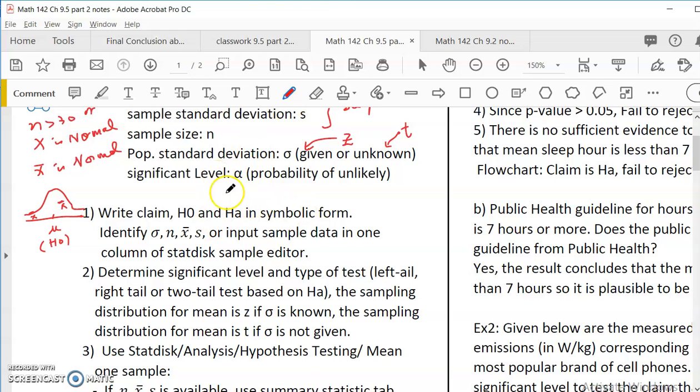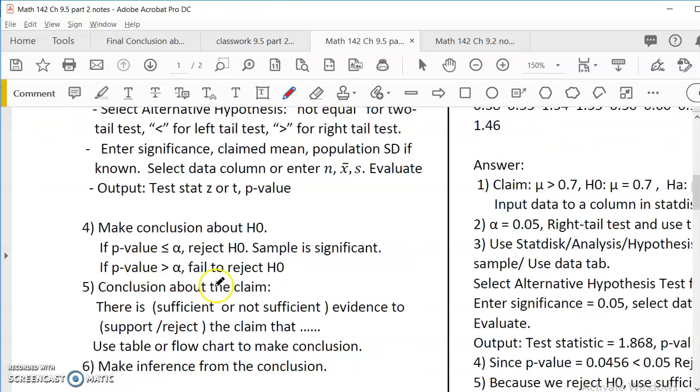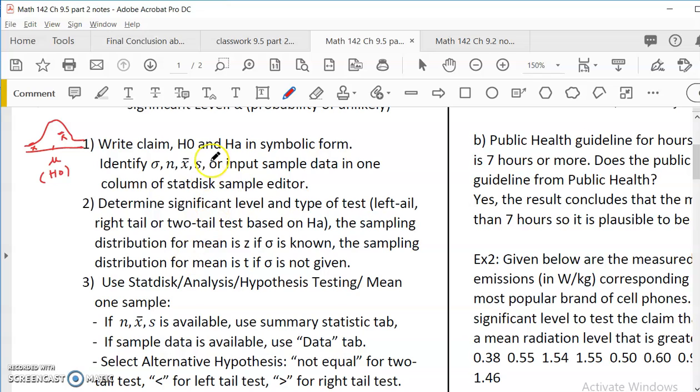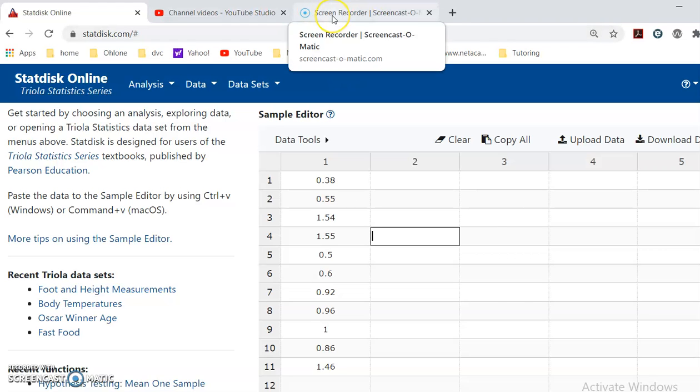So I'll go through the steps. It's the same as the proportion. We have 6 steps. The first two are what you have familiarized with. The first one is to collect all the information and write the claim, as well as the alternative hypothesis, in symbolic form. The only difference from proportion is you could have sample data. Instead of X and N, you would actually have individual data. In that case, you enter it in the sample editor, so you would go to StatDisk and enter your data in a column. Later on, I'm going to do an example with sample data. That's why I have something here.